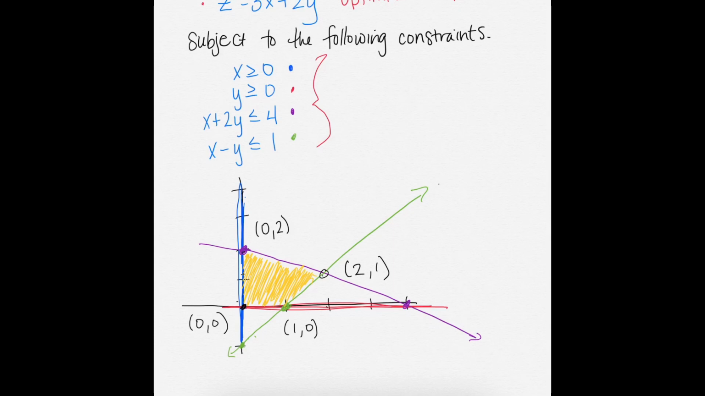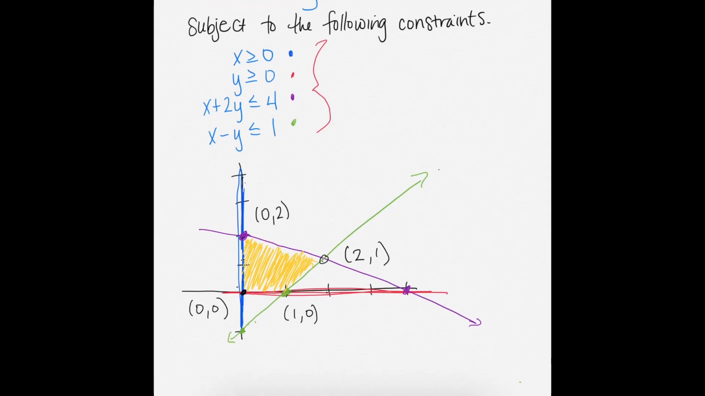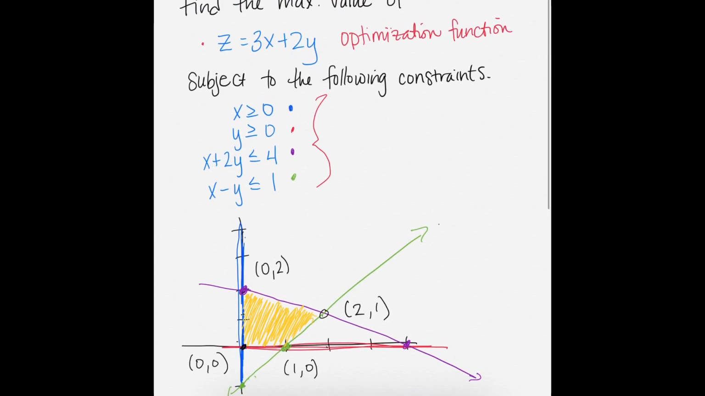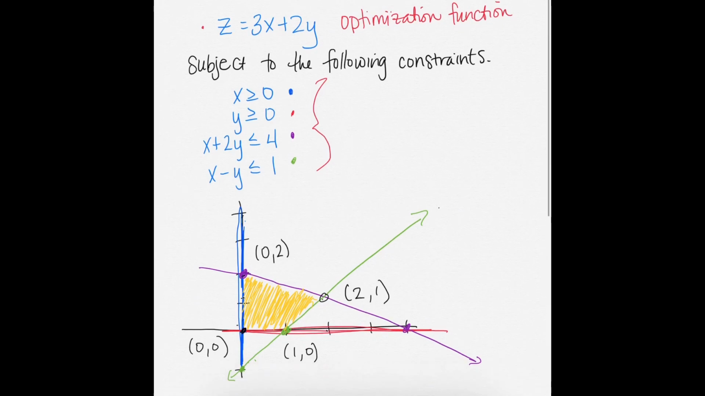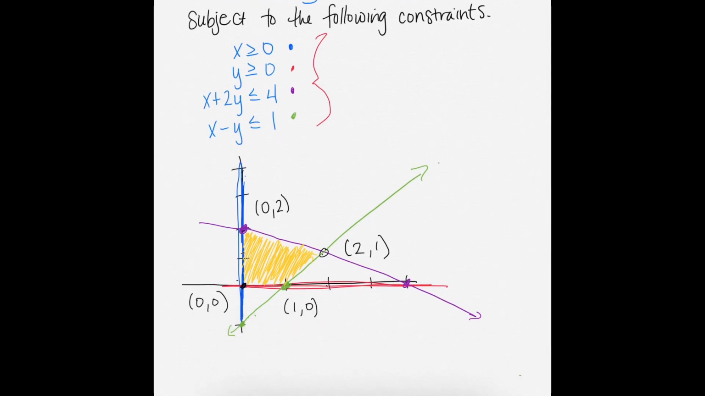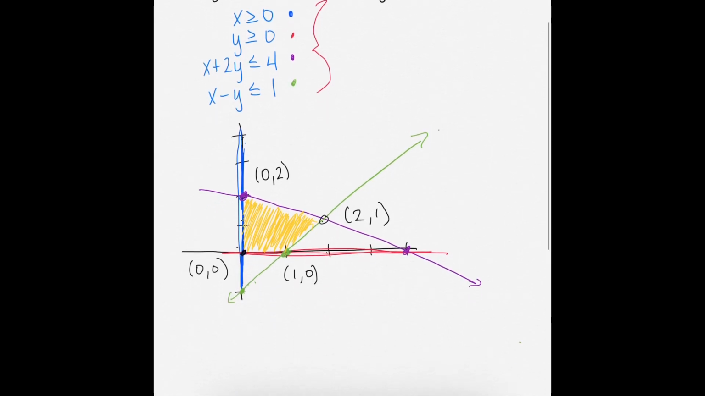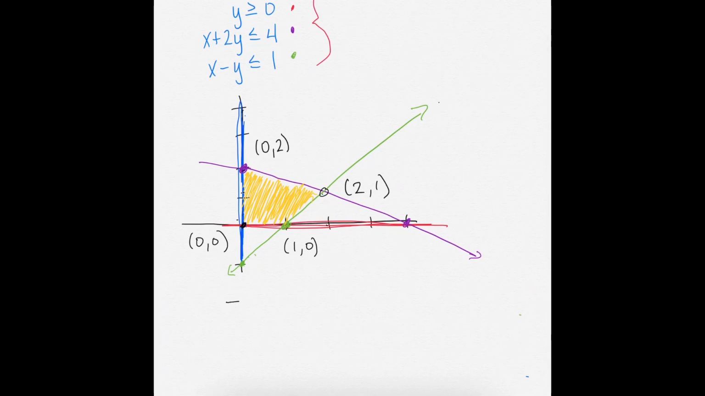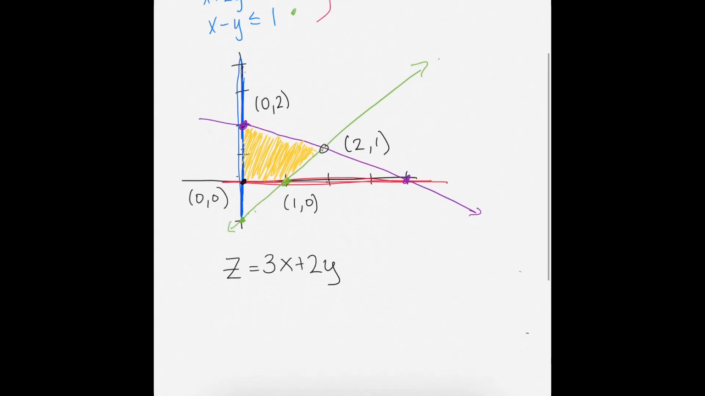So the way we solve our optimization function is we take these 4 points, we plug them into the optimization function, and then we see which one, if we're trying to maximize it, gives us the max value. And we are trying to maximize this one. If it said to minimize it, we would look for the min value. So let's try them. It is z, let me write it down here, z equals 3x plus 2y.